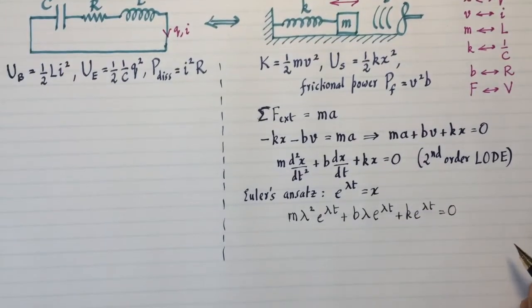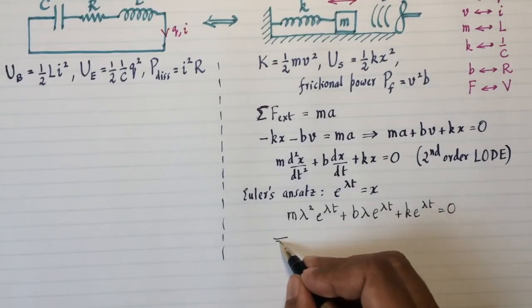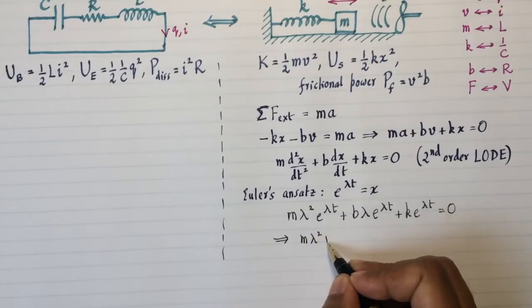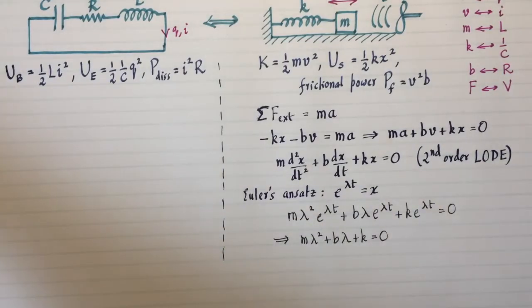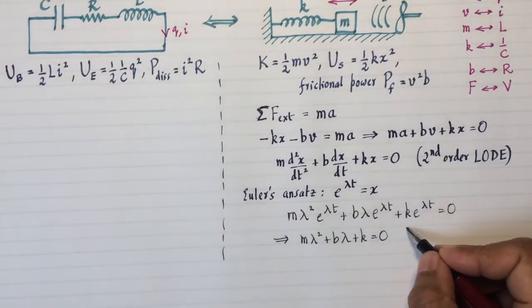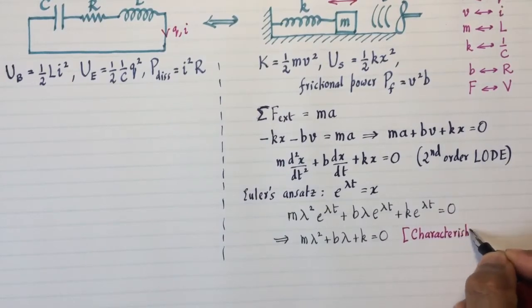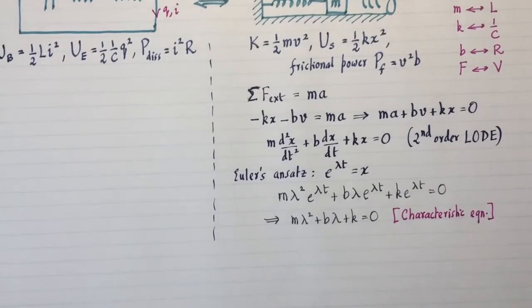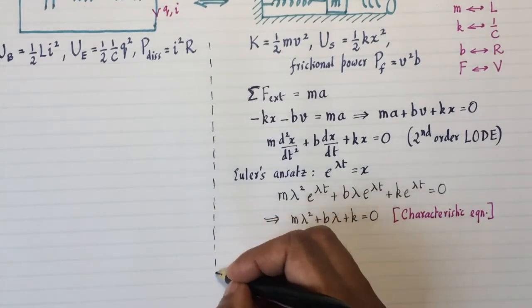Now e to the lambda t is common to all terms, and that cannot be 0, otherwise we'll have the so-called trivial solution. So the only possibility is m lambda squared plus b lambda plus k equals 0. For you mathematics aficionados out there, this is called a characteristic equation. And I'm sure it answers to most of your instincts, because I read somewhere a t-shirt that says an engineer is nothing more than an applied mathematician, and as we all know, t-shirts are always right.